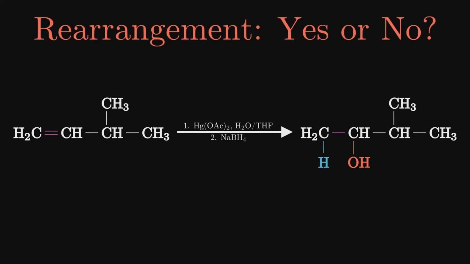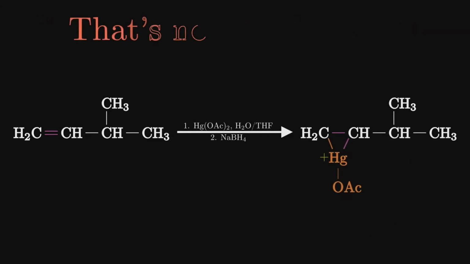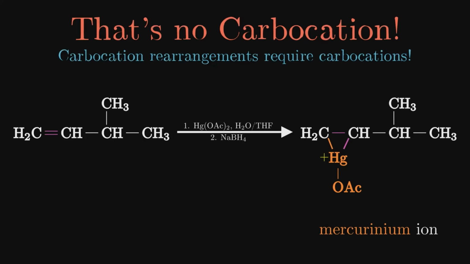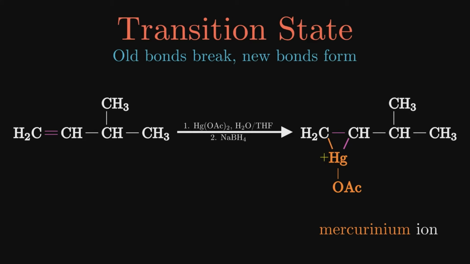But why was there no rearrangement with this process? We form a secondary alcohol, but if a hydride shift occurs, we get a tertiary alcohol. The reason no rearrangement occurs is because we form a mercurinium ion, not a carbocation, and we cannot rearrange mercurinium ions. The reason behind the regioselectivity, though, has to do with the transition state.